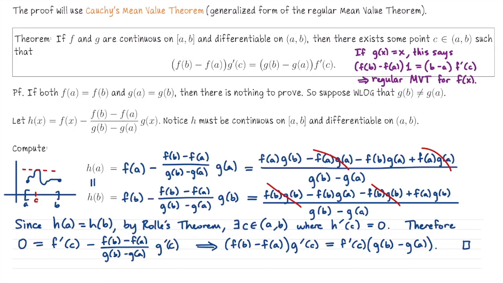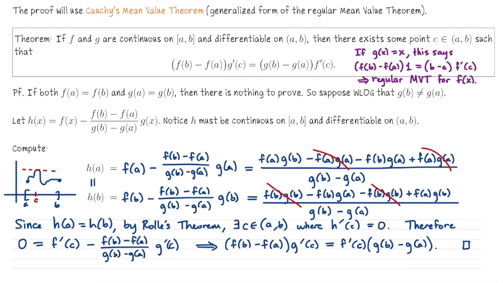And notice this could be used to prove the mean value theorem if we already had Rolle's. So when we proved the mean value theorem, we had the interior extremum theorem, which implied Rolle's, which implied the mean value theorem. So now you see an alternative path would be the interior extremum theorem implies Rolle's, implies Cauchy's mean value theorem, implies the mean value theorem. And luckily, this is most of the work.